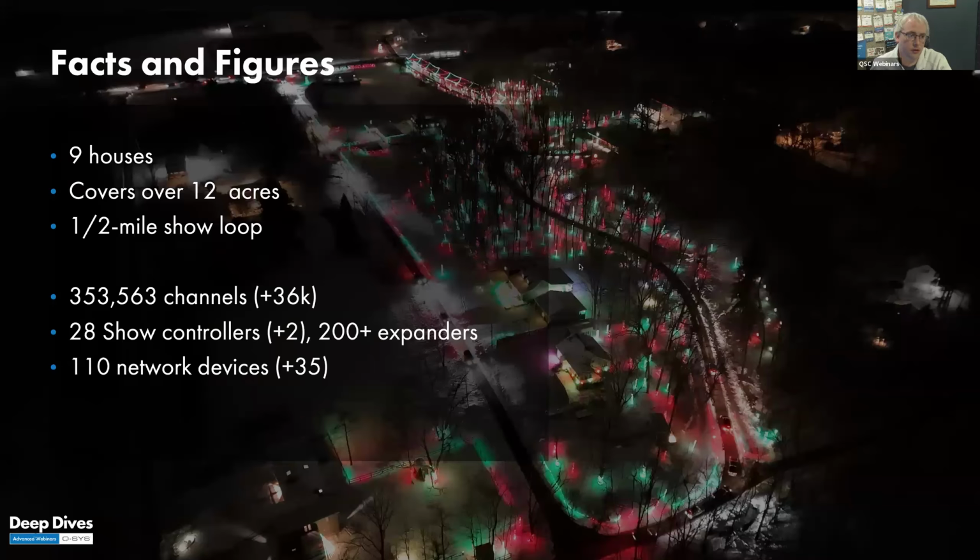So there's 353,000 channels. We're up about 36,000 over last year. The way we pull this off is there are 28 little teeny computers. I got one sitting somewhere around here. But they hit little breakout controllers that look like this little guy here. There's 200 boxes of these out in the woods. So that allows us to control every single bulb on every single tree.